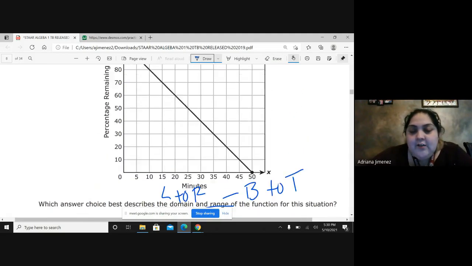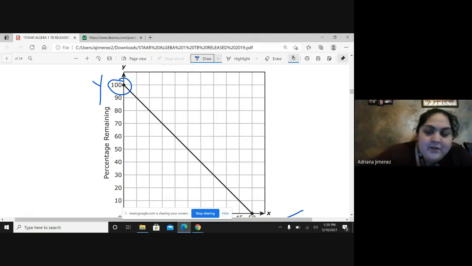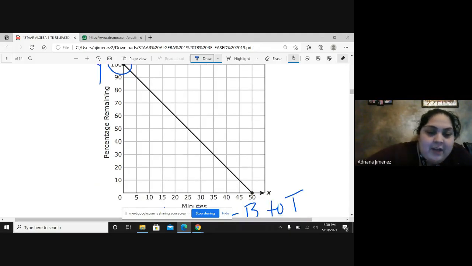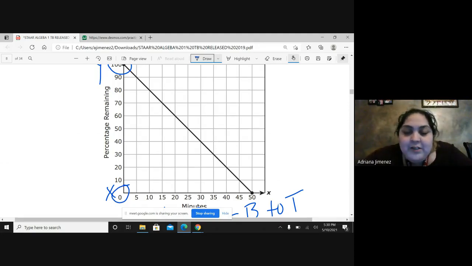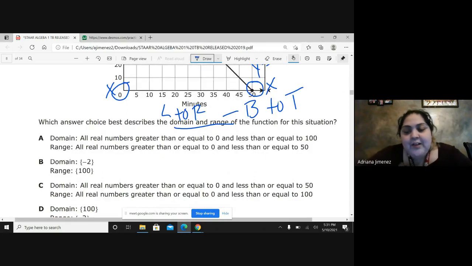Okay. All right. So from the left, this is my first dot. It's 100 for the y, but I go all the way to the bottom to figure out what it is for the x. So for the x is 0. Okay. Now I go all the way to the right. Here's where the graph stops. This right here is the x where it stops. Okay. The y is 0 where it stops. Okay. So I'm looking for my answer choice that has the 0 and the 50 for the domain.